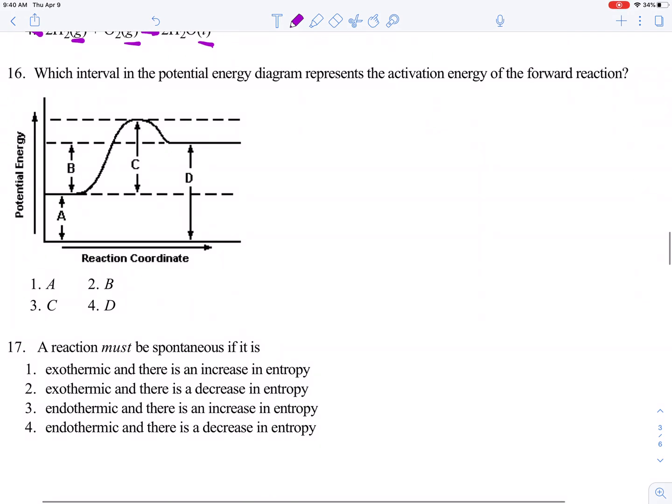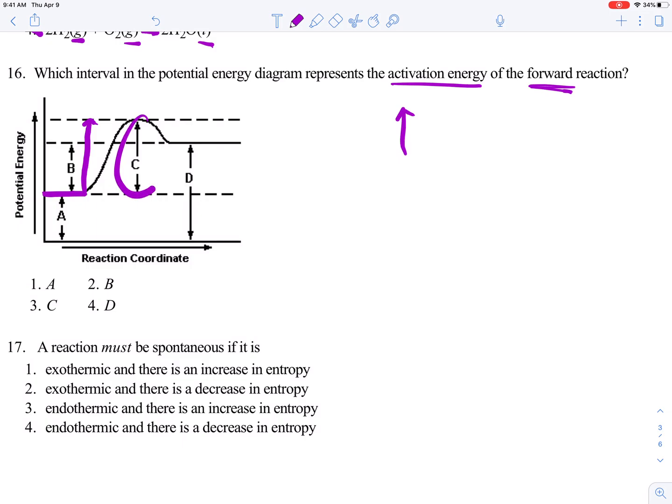Number 16, which interval represents the activation energy of the forward reaction? So activation energy is a hill that you have to climb from where you start. The forward reaction tells me I'm starting on the left-hand side. So the activation energy is this hill, which is represented by interval C.